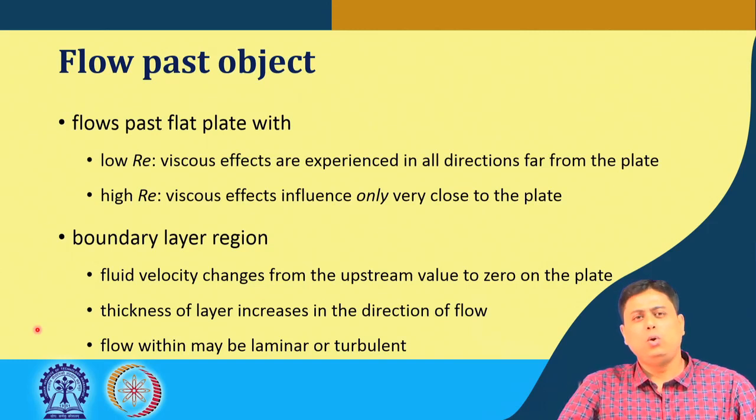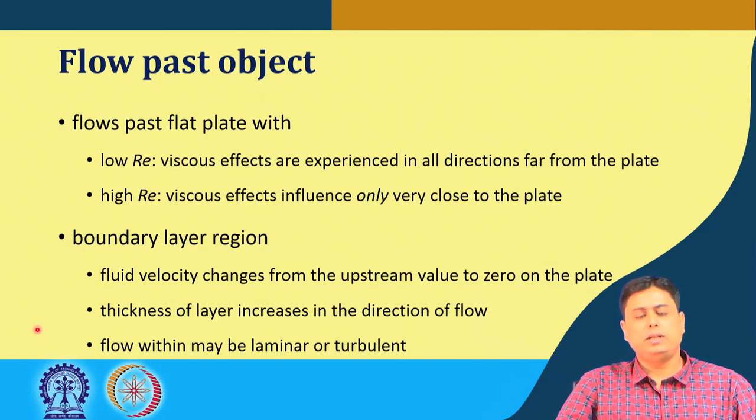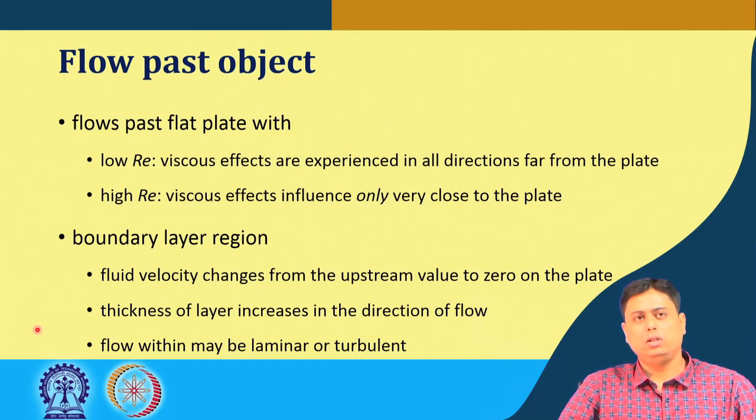So, here for the low Reynolds number case, now again remember the Reynolds number is rho V d by mu, or the inertia force by the viscous force. So, in the case of low Reynolds number, that means we have very low inertia and the viscous forces are dominant, and in this case it is actually experienced in all directions when there is a flow over a flat plate.